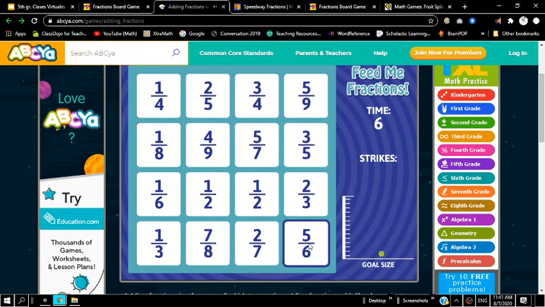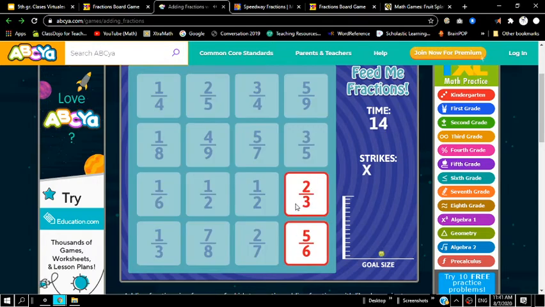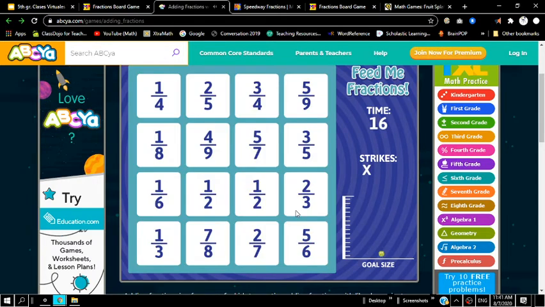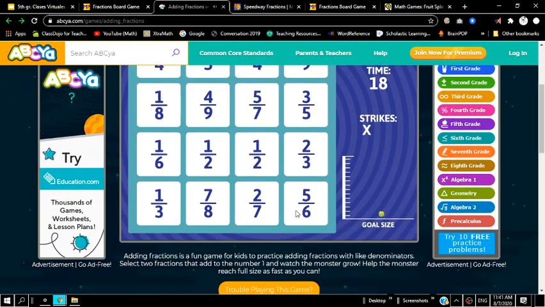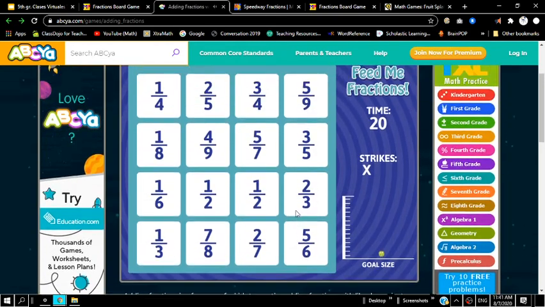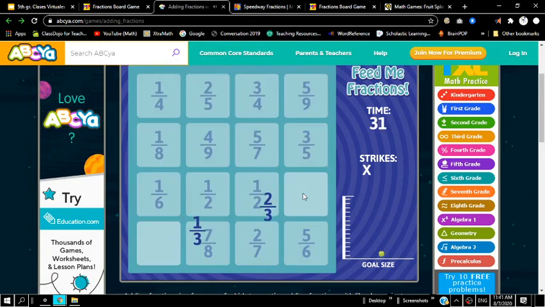So 5/6 plus 4/6 is equal to 1, but I don't see a 4/6. I do see 2. Ooh, no, that one's incorrect. We need to find 1, right? So let's see, I see thirds here. 1/3 plus 2/3 equals 1. There you go.